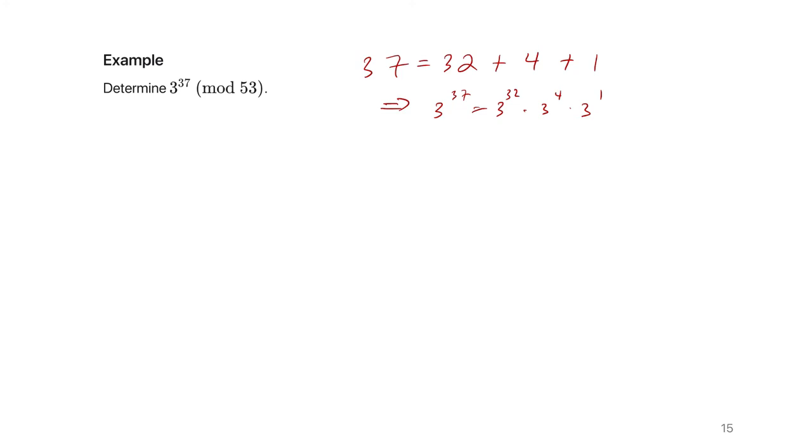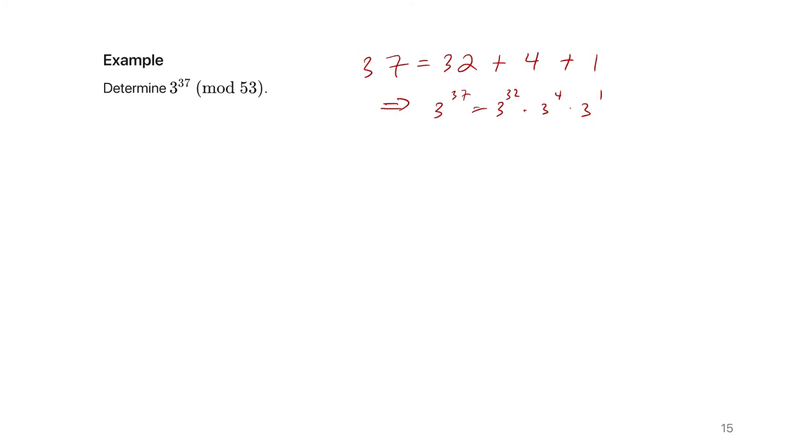So whatever, we have 37, which you can write as 32 plus 4 plus 1. Okay, and the way you compute that is you start off with the largest power of 2, right, which is 32. And then see how much is remaining, 5, and then I apply the process to 5. Okay, so the things I want are 3 to the 1, 3 to the 4, and 3 to the 32.